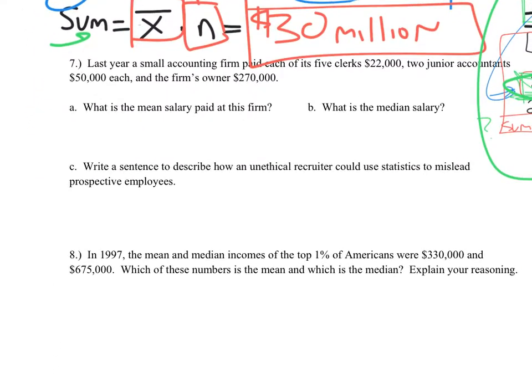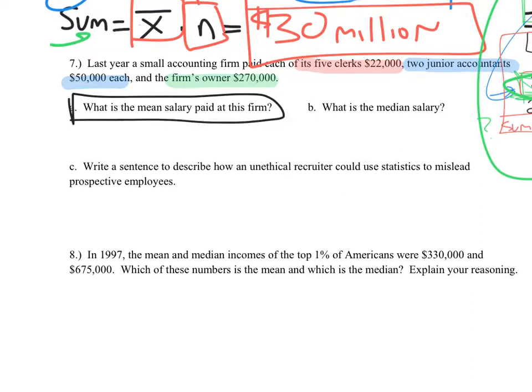Problem 7. Last year, a small accounting firm paid each of its 5 clerks $22,000. So 5 clerks each made $22,000. 2 junior accountants made $50,000 each, and the firm's owner $270,000. What is the mean paid at this firm?